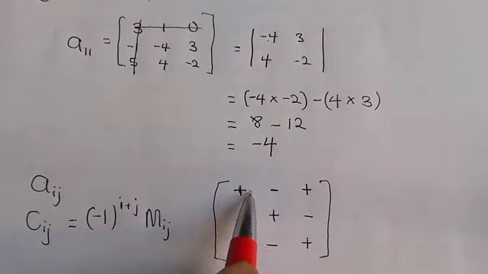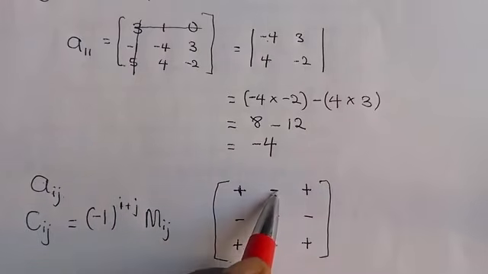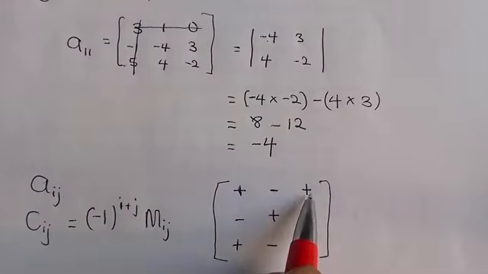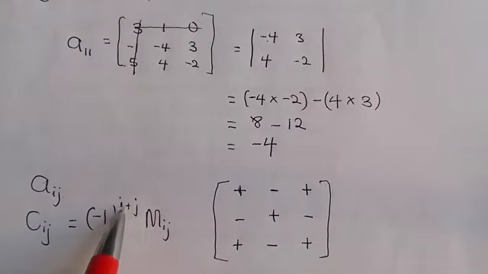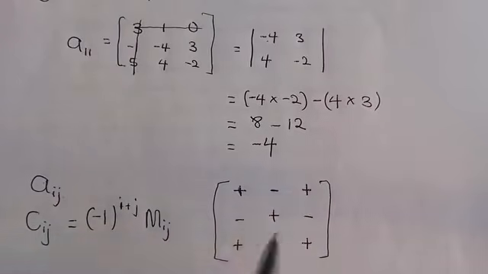Then this is row 1, column 2. That is, i in this case will be 1, j will be 2. 1 plus 2 is equal to 3. So odd number, you have a negative value. You come to this place. This is row 1, column 3. i will be 1, j will be 3. 1 plus 3 is 4. That is an even number, right? So this position is positive. You come to this place.